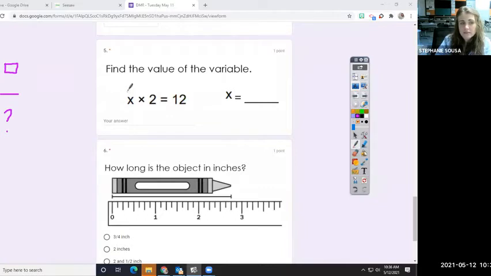So what times 2 is equal to 12? Well, I know how to count by 2s. Let's see how many 2s I count by in order to get to 12. 2, 4, 6, 8, 10, 12. I counted by 2 6 times. So x equals 6. That's all that variable represents. What is missing? Questions on that?